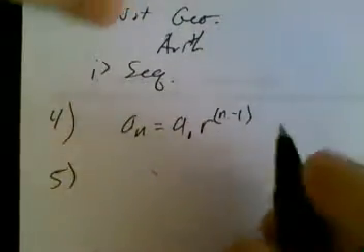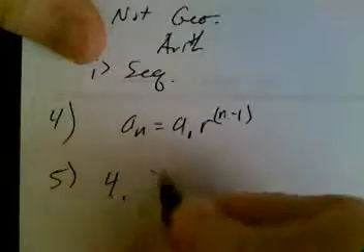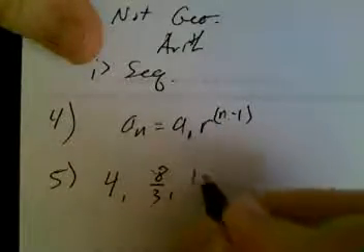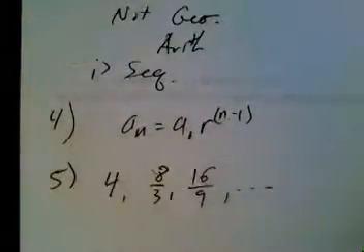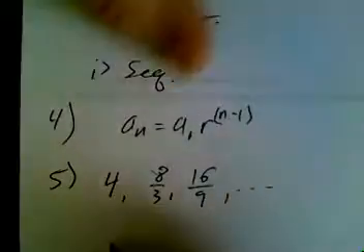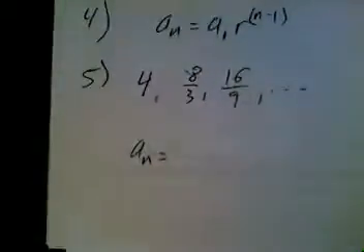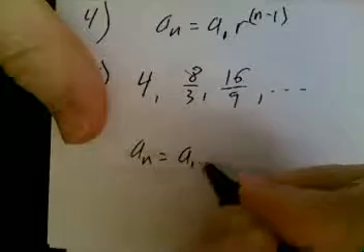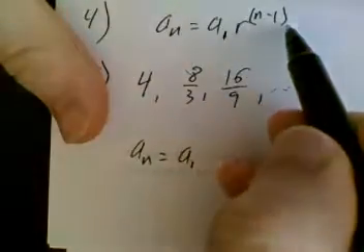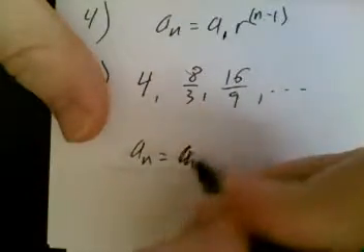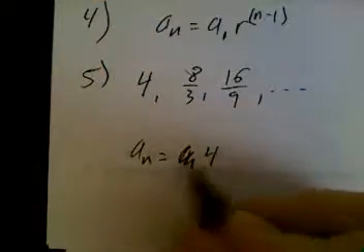So let's talk about example 5. It says find the nth term of the sequence. So I have 4, 8/3, 16/9, and so on and so forth. So I want a sub n equal to something. Well, a sub n will always be equal to a sub 1 r to the n minus 1. And a sub 1 is clearly going to be 4, so I'm going to go ahead and plug that in.